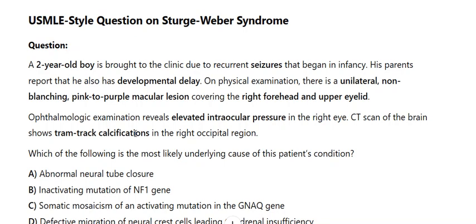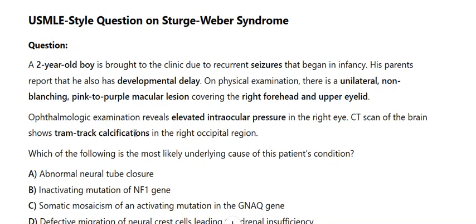A. Abnormal neural tube closure. B. Inactivating mutation of NF1 gene. C. Somatic mosaicism of an activating mutation in the GNAQ gene. D. Defective migration of neural crest cells leading to adrenal insufficiency. E. Mutation in the TSC1 or TSC2 gene. Answer C. Somatic mosaicism of an activating mutation in the GNAQ gene.